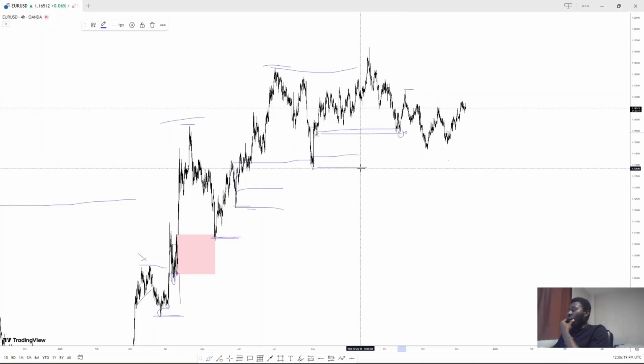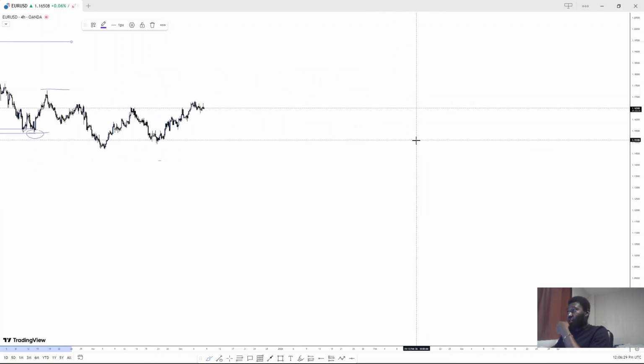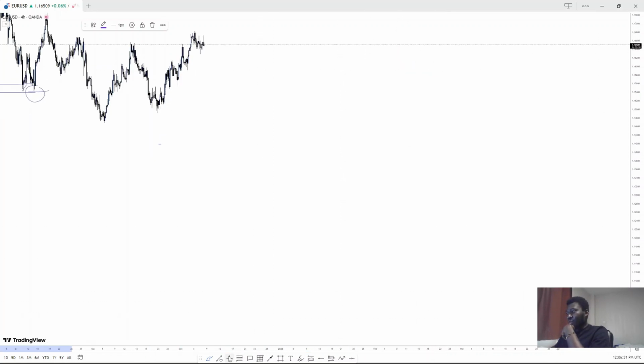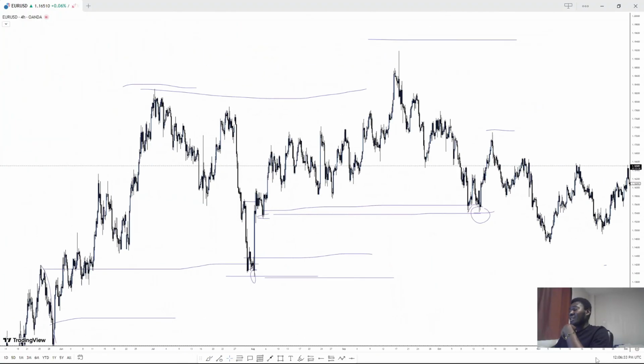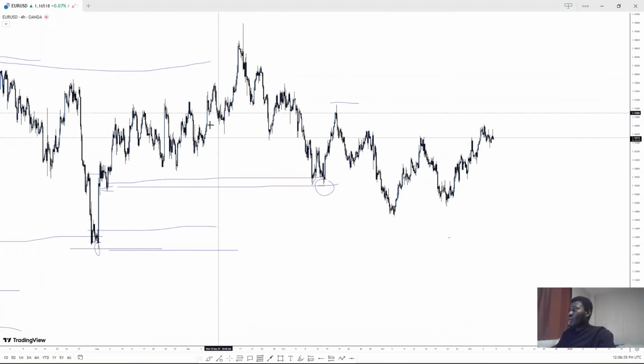Now, where's our main push? Our main push is from here to here. However, what are we having? A complex pullback. How do I know that the complex pullback is about to begin? We should have an internal break of structure. We said all these before. So where is our internal break of structure? It was this low that formed this high. Price breaks it. Oh, okay. Then we're having a complex pullback.